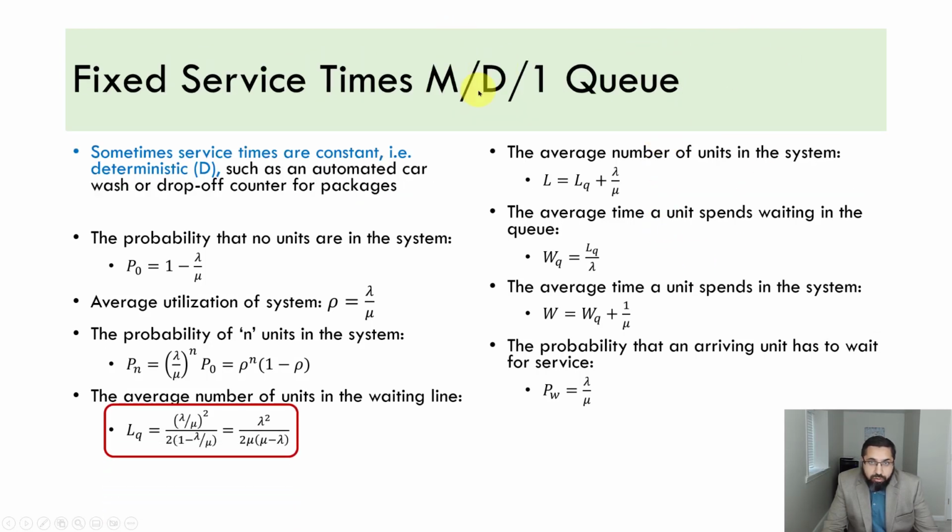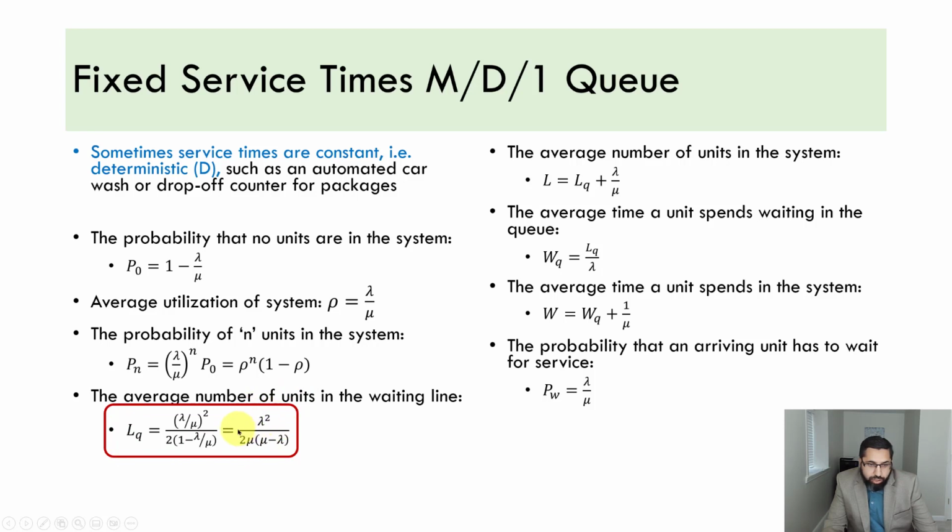Now, what happens if we have a deterministic service time, like a car wash? Everything is automated. You come in and every customer spends the exact same amount of time in the system. That means the service time is no longer random. It no longer has an exponential distribution. It's just a fixed number, right? We call that the deterministic or constant service time situation. Most of the formulas are the same as an MM1 system. You'll notice that the formula for LQ, the number of people waiting in line, changes a little bit.